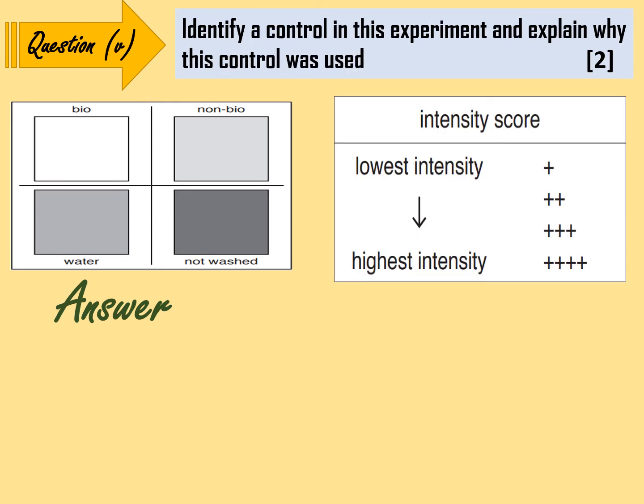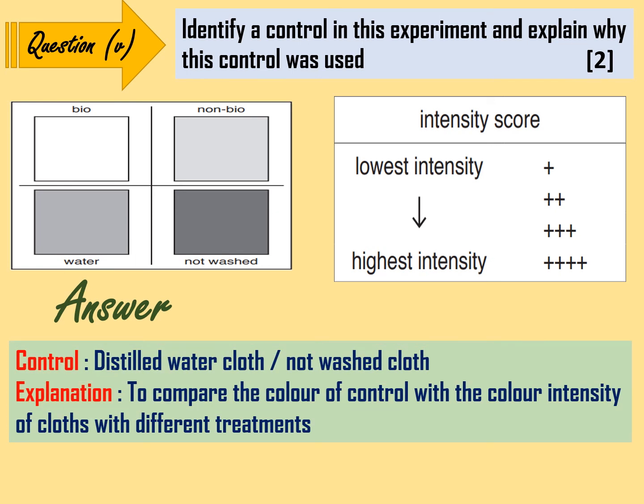Now the last question is: identify the control in this experiment and explain why this control was used. The control is any quantity to which we do not apply any treatment. For example, in this experiment, the treatment was the bio and non-bio detergents. And if you use the water, that will be considered as a control. Now the second mark is to explain why we use this control: to compare the color of the control with the color intensity of the cloth with the different treatments.